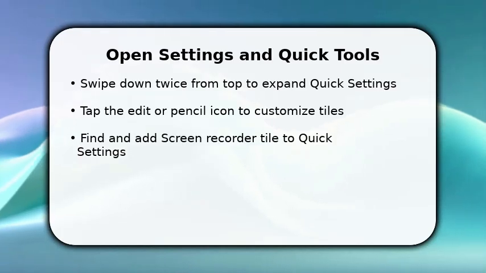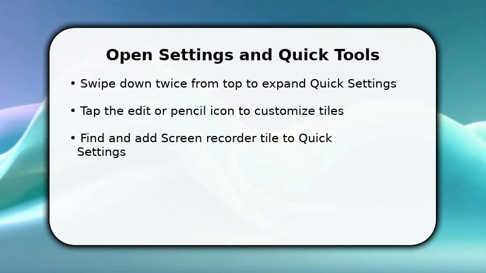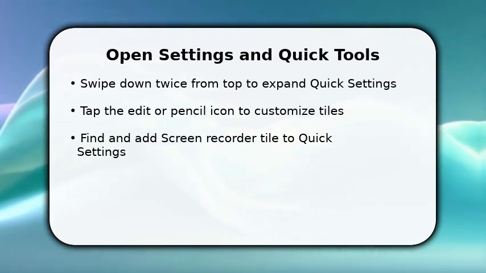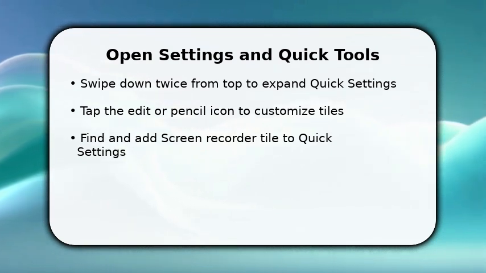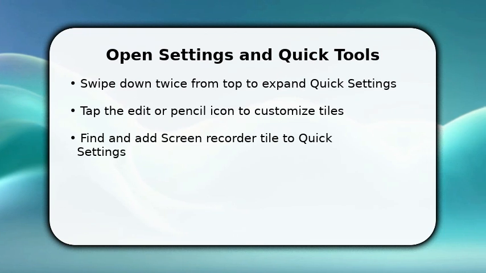You start by pulling down twice from the top to reveal quick settings. This gives direct access to tiles without digging through menus. Next, tap the edit or pencil icon to enter tile customization so you can add the recorder.